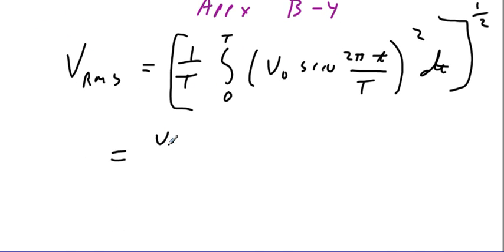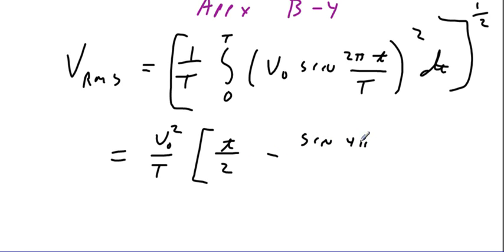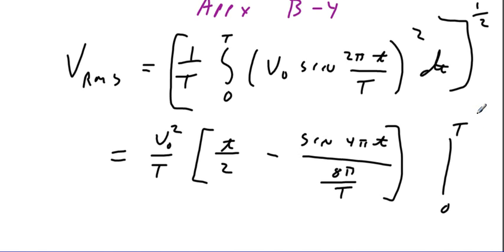The V naught can come outside, so I've got V naught over T, and I've got the integral of sine of (2 pi t over T) quantity squared, is what I'm going to end up with. So I'm going to have t over 2 minus sine 4 pi t over 8 pi over T, evaluated at 0 and T, and we want the quantity of that, square root. Okay, I guess that's what we got to do.